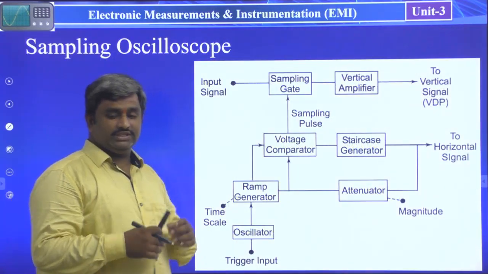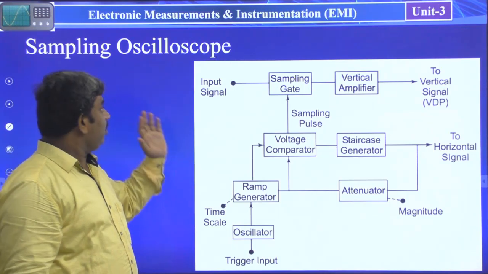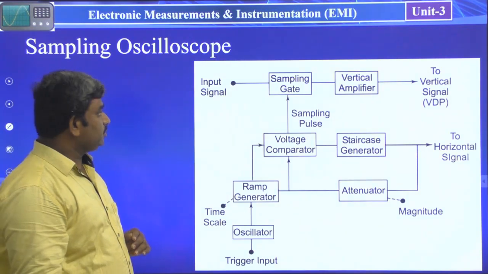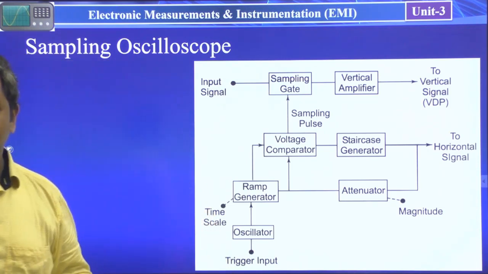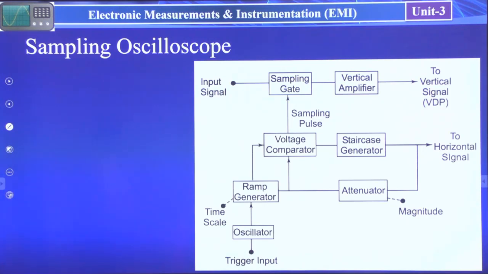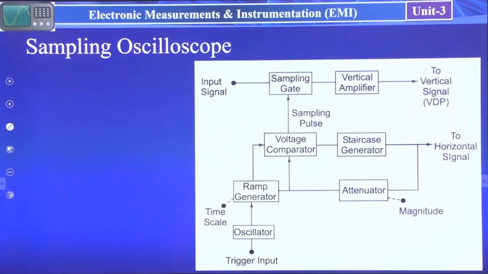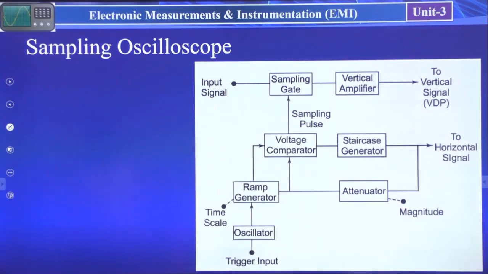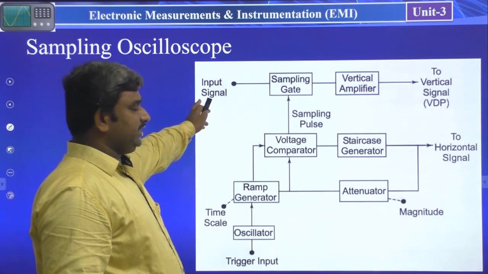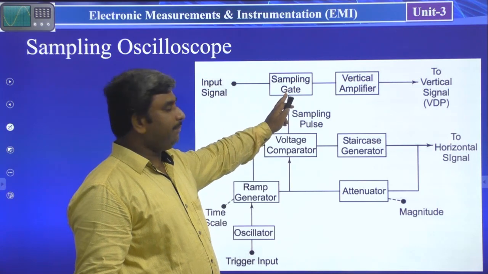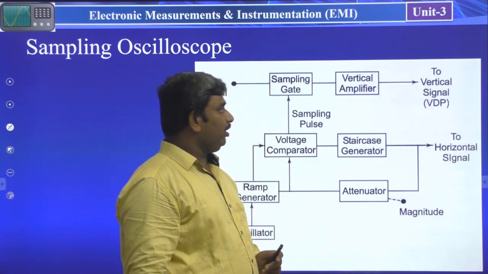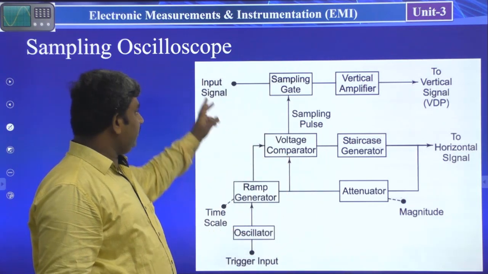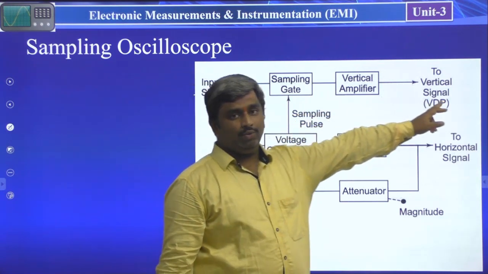Next, this is the block diagram of the sampling oscilloscope. In this block diagram, the first block is the input signal. We give this input signal to the sampling gate. The sampling gate is connected to the vertical amplifier, which is finally connected to the vertical deflection plates. So see here: input signal, vertical amplifier, vertical deflection plates.